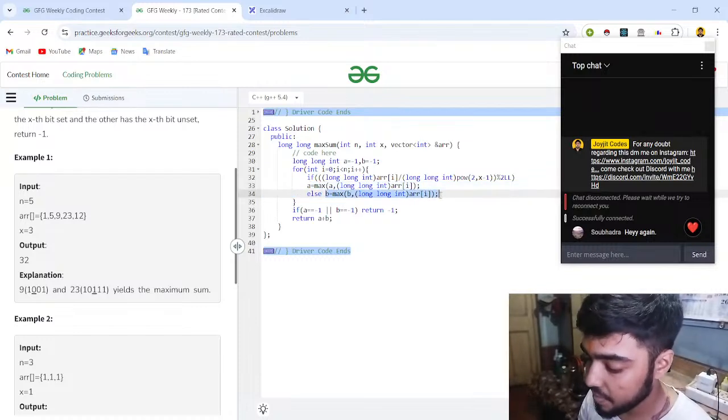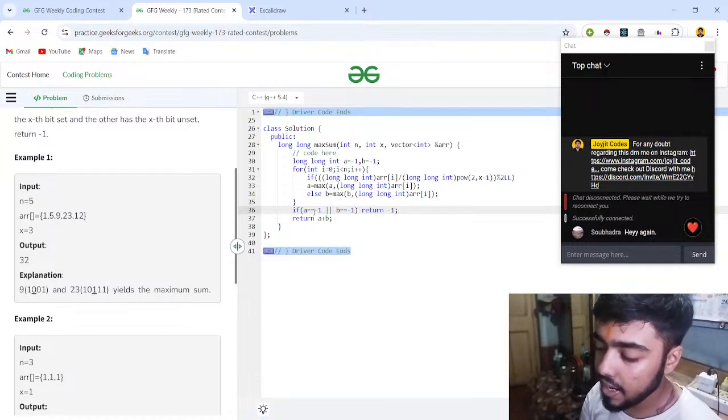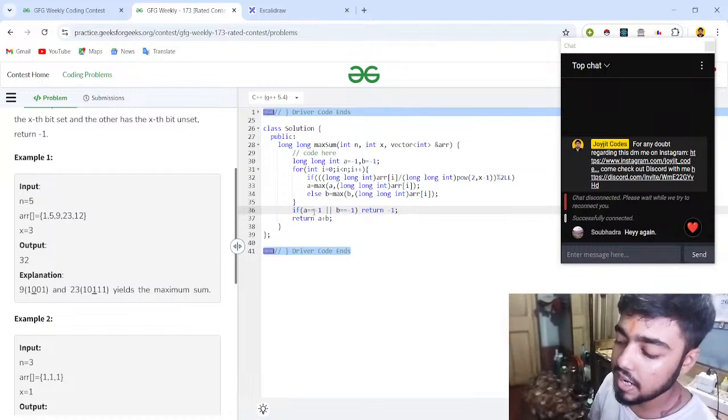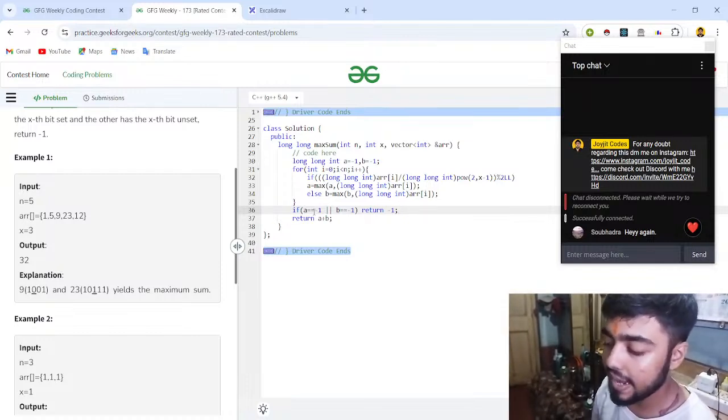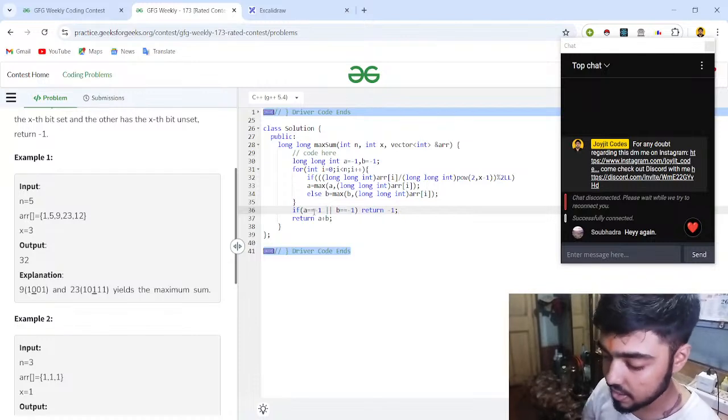Now if we are dividing the whole array into two parts, in either the unset bit part or the set bit part there may be no elements. Maybe there are no elements for which the xth bit is set, or maybe there is no element for which the xth bit is not set, right?